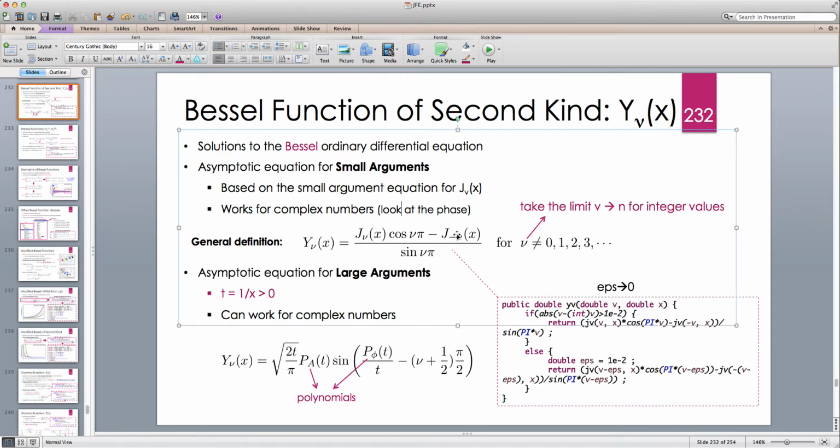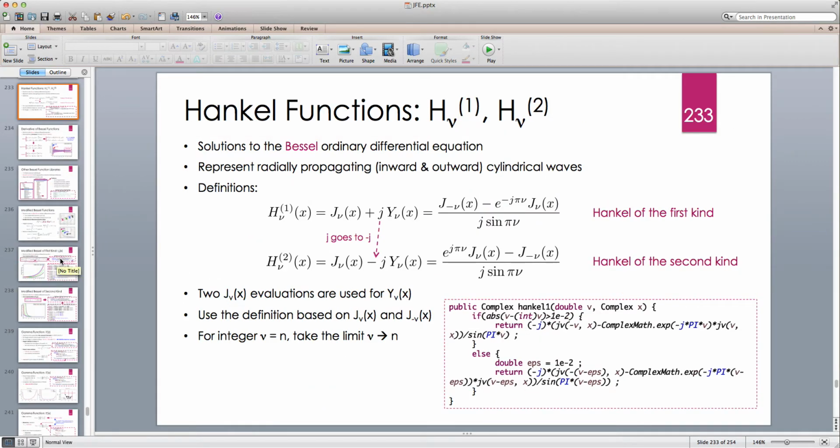For non-integer values of the parameter nu, j nu and j minus nu are indeed linearly independent, so we don't need to use y n or define y n. But because for integer values j nu and j minus nu are not linearly independent, we have to define this y nu, and we always take j nu and y nu as two linearly independent solutions for the Bessel differential equations.